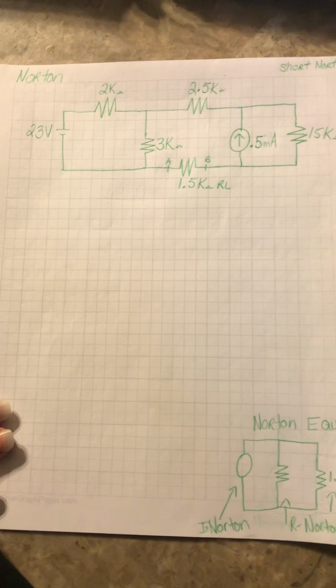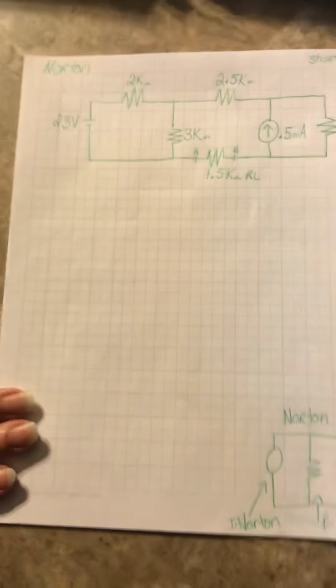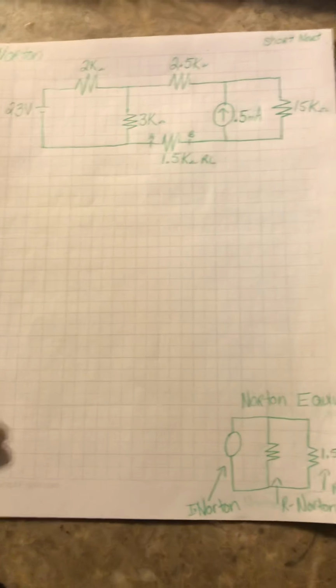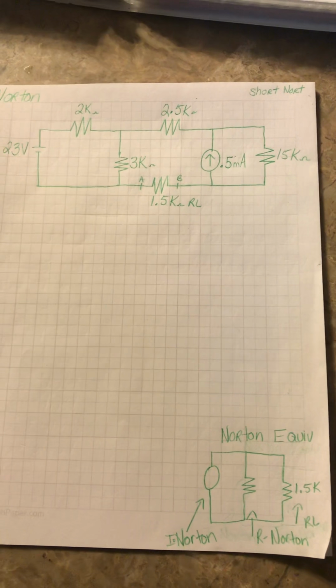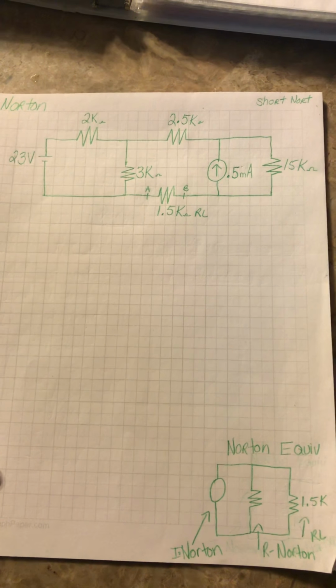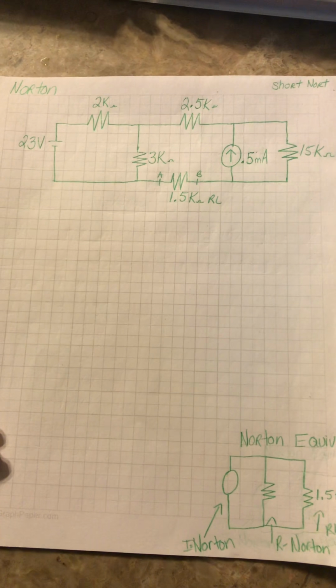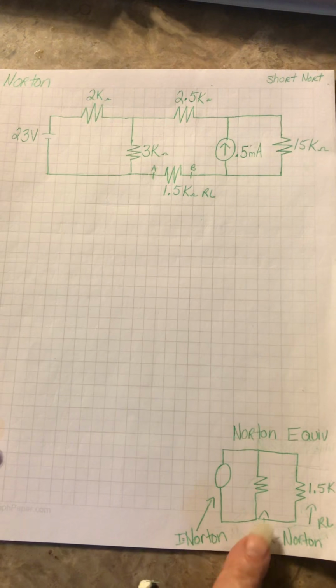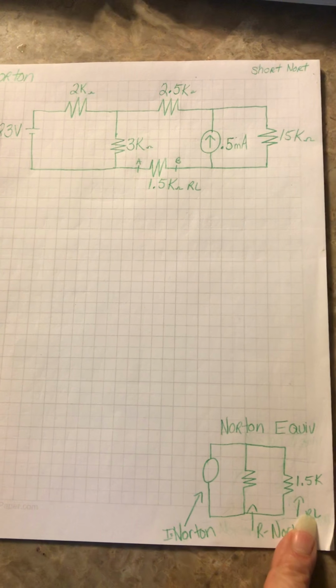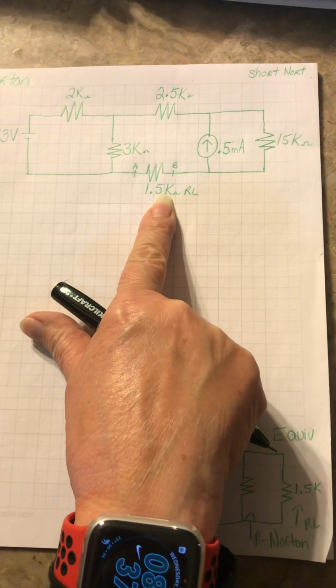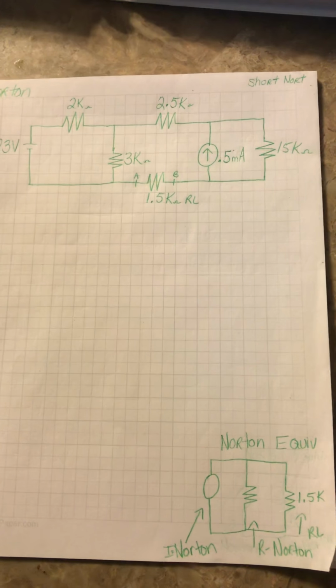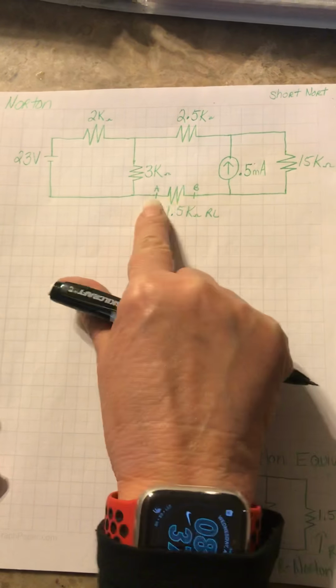Good afternoon. Today we're going to learn Norton equivalent circuit. Basically, with a Norton equivalent circuit, you have a current source in parallel with R Norton, in parallel with the load. This is the load. So we want to get the current through the Norton load.